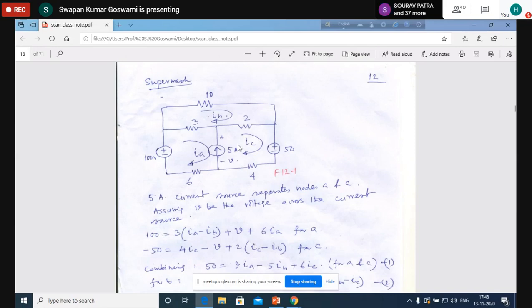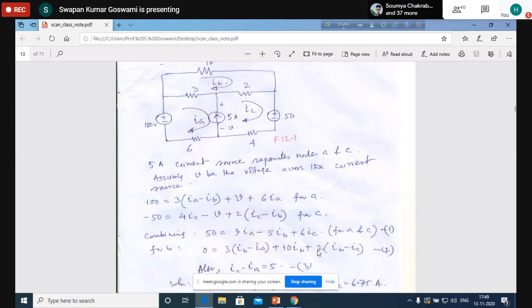And for loop C, what you can write? It is 2 IC minus IB. Then it is minus 50 is the source here. Then 4 IC minus V. Then plus 2 IC minus IB equal to minus 50 volt. Because it is in the opposite direction, so it will be minus 50 volt. So 2 equations, one for loop A, one for loop C, have been written.